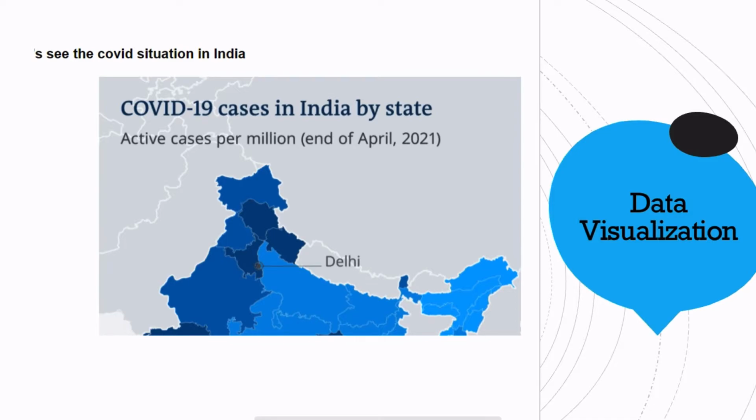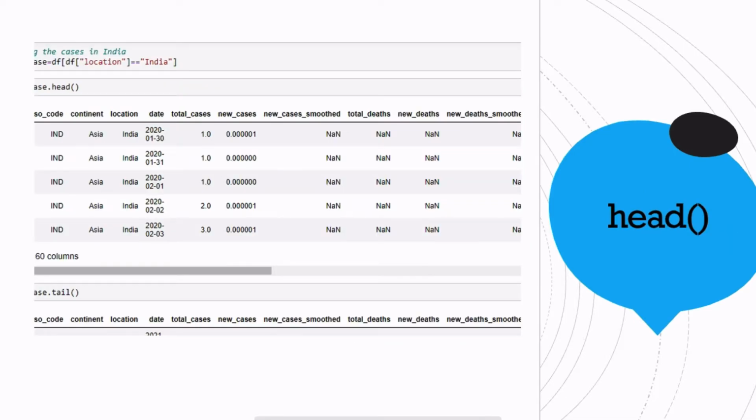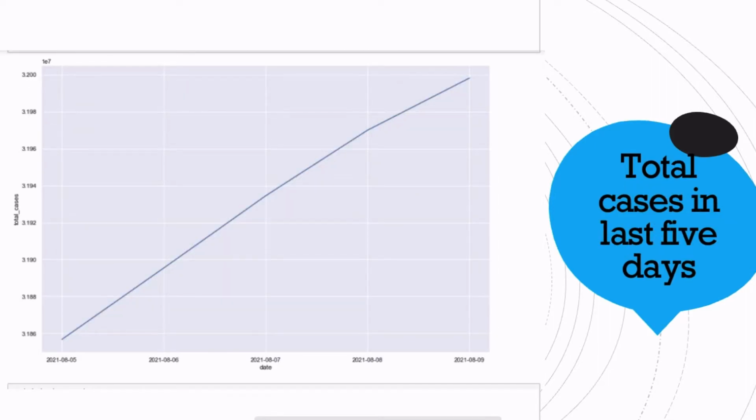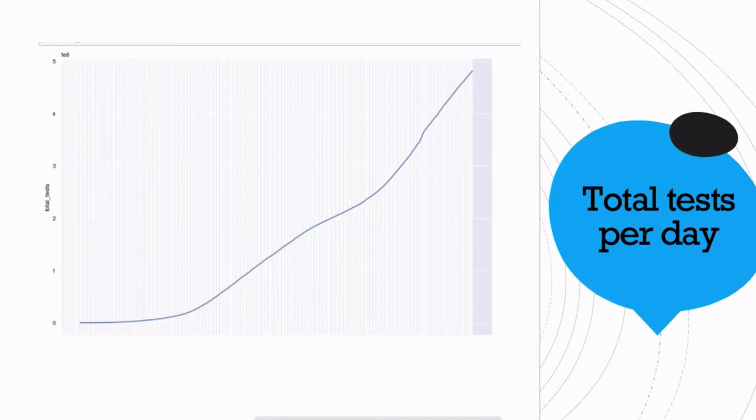Now let's see some visualization. So here we can see COVID-19 cases in India. Here is the data frame of the Indian cases. Here this is the line graph, and it was about the date, per date total cases. Then the other one was about total cases in the last 5 days. Here is the total test per day.